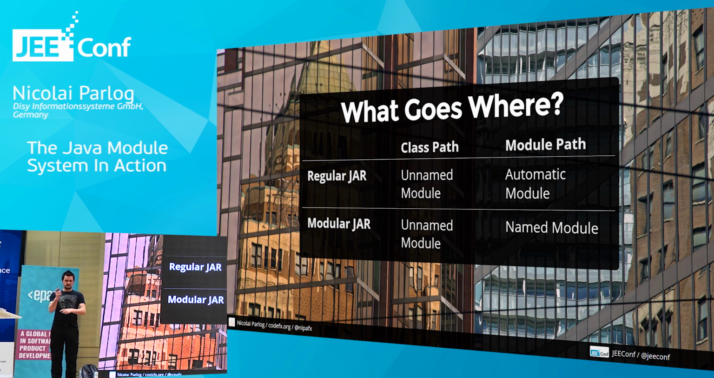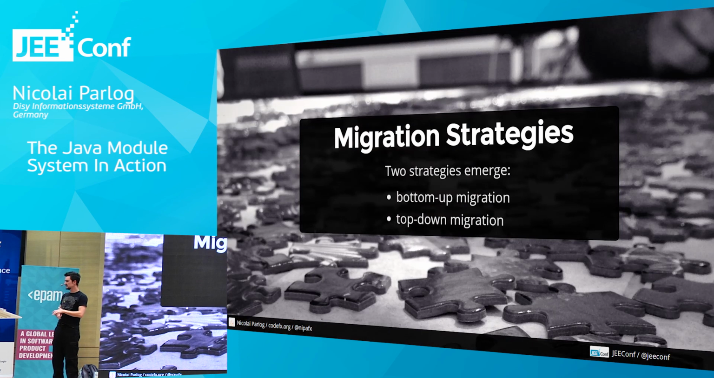So now we have seen that both modules and jars can go anywhere, and this is the overview. If you put a regular jar on the class path, it turns into the unnamed module, or rather it all gets into the same unnamed module, and the same is true for modular jars. And if you put them on the module path, the modular jars behave like normal, well-established named modules, what we did before, and regular jars turn into the automatic modules we just talked about. And this is how they can interact. And this leaves the way open to two migration strategies, which might be interesting to you.